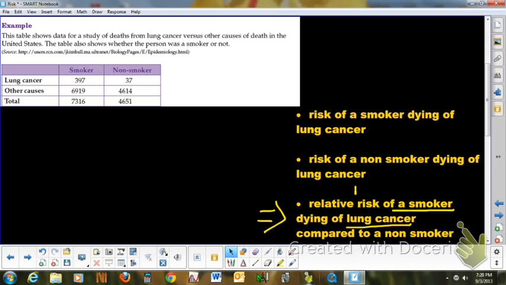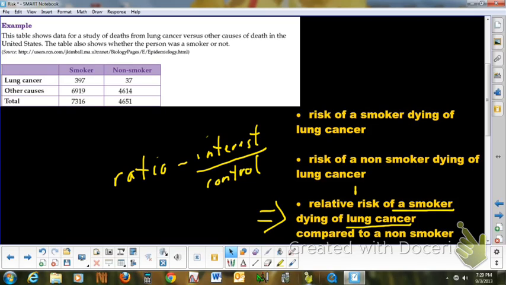All right, and relative risk is all about a ratio. It's a ratio of basically my interest group with a variable like smokers and acquiring cancer versus some sort of control group. In this case, it's non-smokers, people not smoking, and their likelihood of getting cancer, because we want to look at the relative risk of a smoker dying of lung cancer, and we're going to want to compare that to some control group. So it's a ratio that we're going to be looking at.